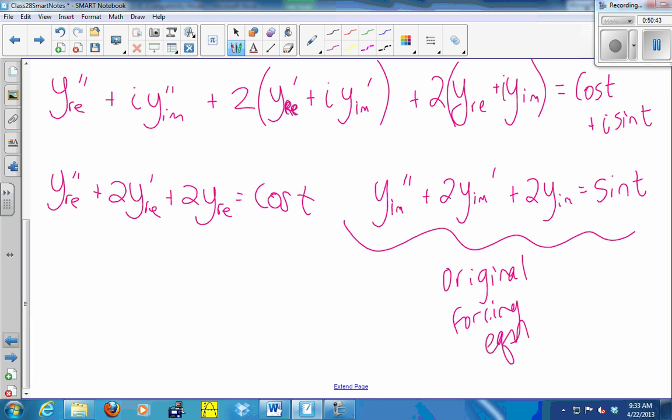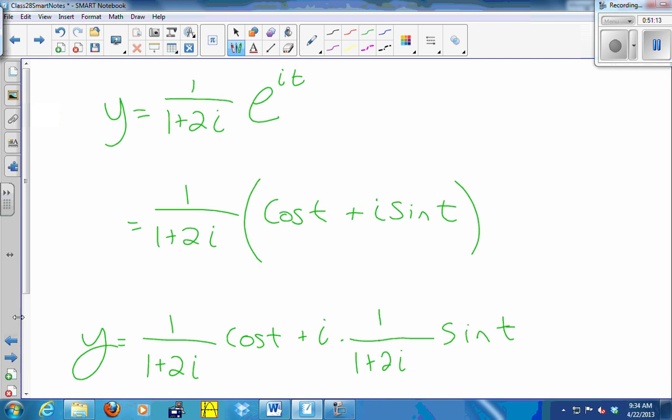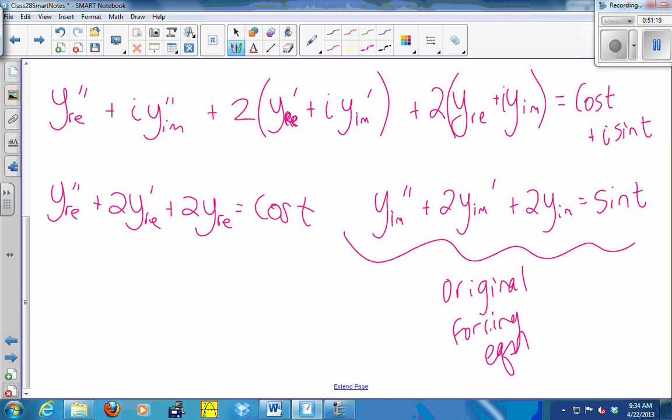How did you know it was e to the i? I just, because it was sine t. So if it was sine 2t, I would have used e to the i 2t, right? Whatever the argument is on your original forcing function, do e to the i times that argument. If it's cos, same thing, except in that case you'll take the real part of the complex valued solution.